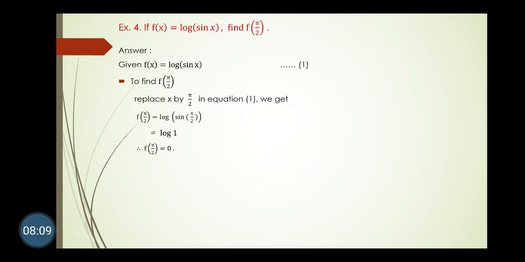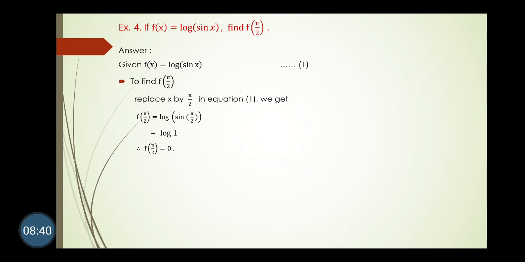Now see here, the example is in the form of logarithm and we have to find the value of f of pi by 2. Okay. So the equation is what? If f of x is equal to log of sin x, then find f of pi by 2. So replace the value of x as pi by 2 here. So to find f of pi by 2, by replacing x as pi by 2 it becomes log of sin pi by 2. And we know what is the value of sin pi by 2? Yes, pi by 2 means 90 degrees.